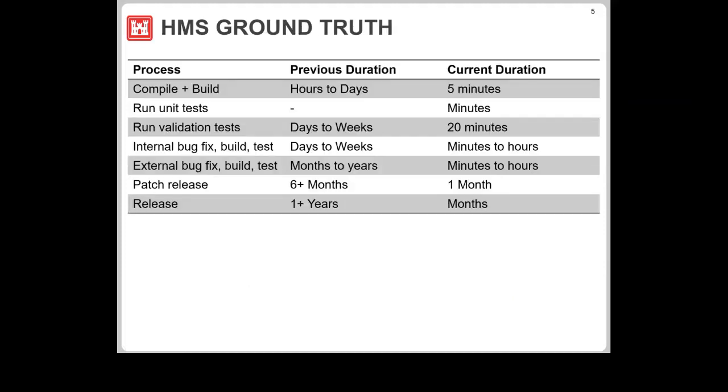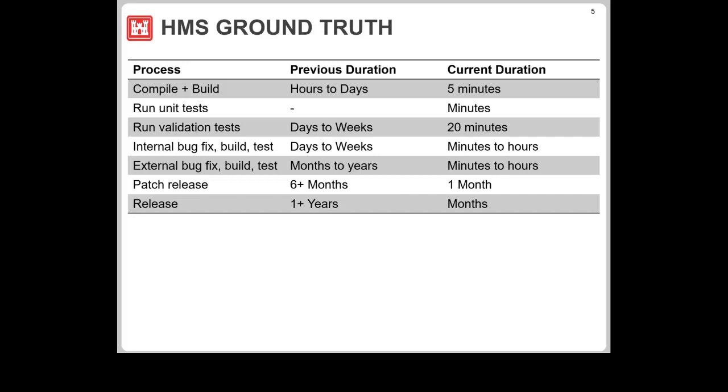So this is, I call it the ground truthing slide. We did all of this work over the course of the previous year and a little bit prior. And so the ground truthing is saying, okay, you did all this work. Now show me how it stacks up. So our compile build process used to take hours, if not days, and that is down to 5 minutes to compile and build, all automated on server.